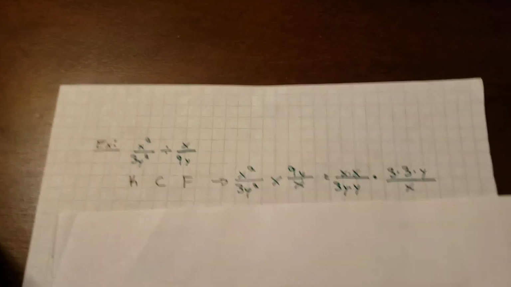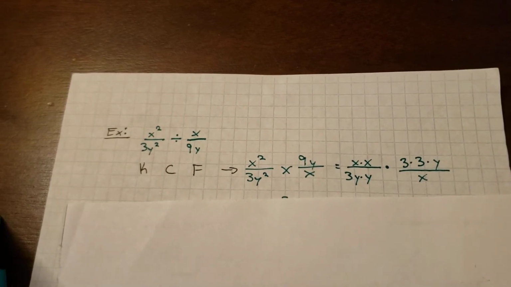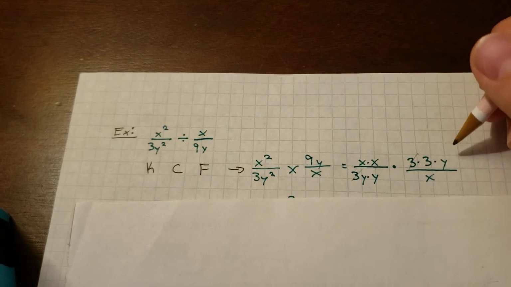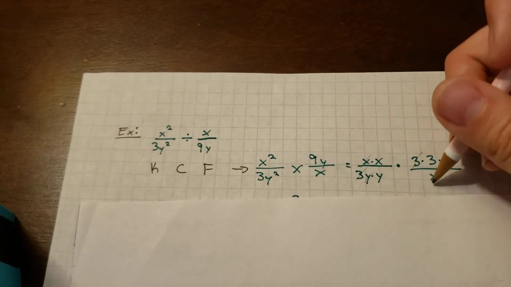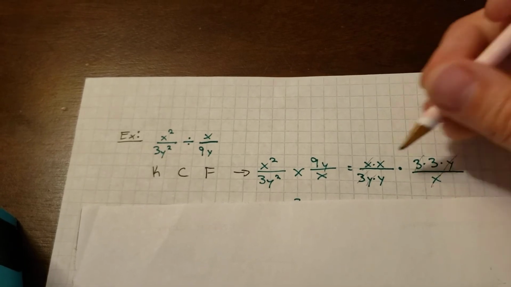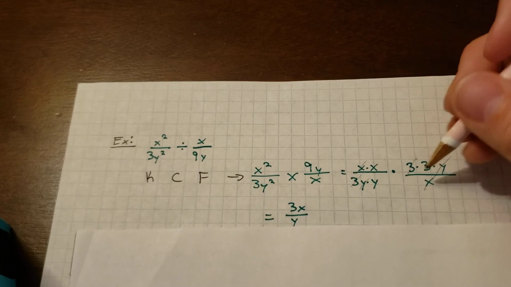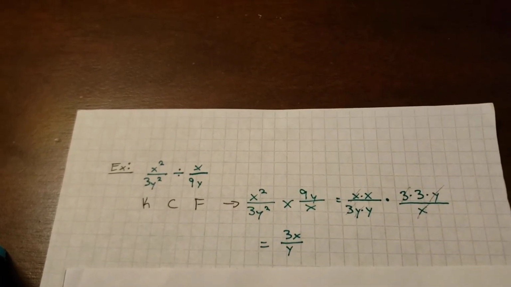So I've written it out in factor form. Let's see what I could cancel out. I've got a 3 on top and bottom. I've got a y top and bottom, and an x top and bottom. So on top, I'm left with 3x, and on the bottom, I'm left with y. Easy money.